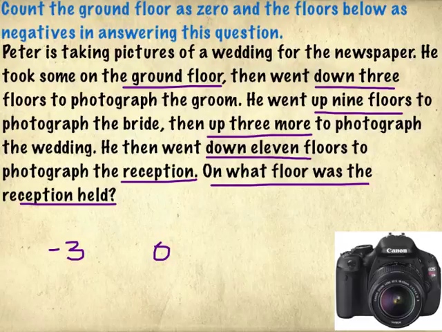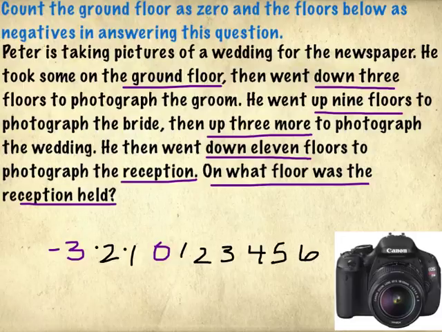So I'm going to go ahead and write in a number line here. He's going to go up 1, 2, 3 to get to 0. And then he's going to have to go up 6 more. So that'll be 1, 2, 3, 4, 5, 6. I'll just double check that. He was here and he went up 9. 1, 2, 3, 4, 5, 6, 7, 8, 9.